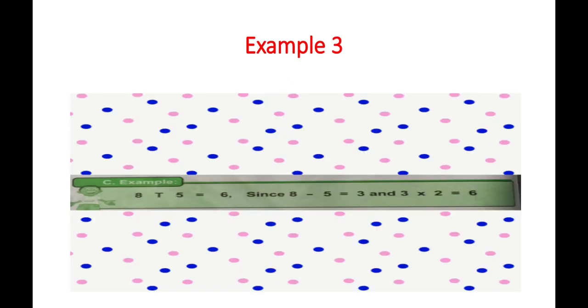Okay, 8t5 equals 6. 8 minus 5 equals 3. And 3 times 2 equals 6. So, this is self-explanatory to some extent. This t here simply means 8 minus 5. And now we are also working with an imaginary times 2. After getting your answer, you multiply by 2.